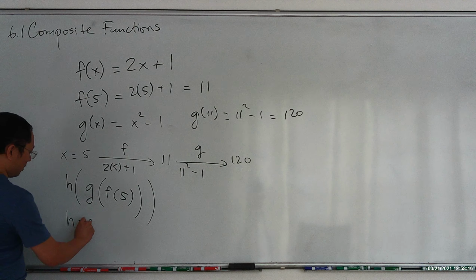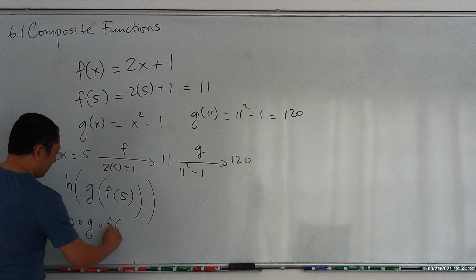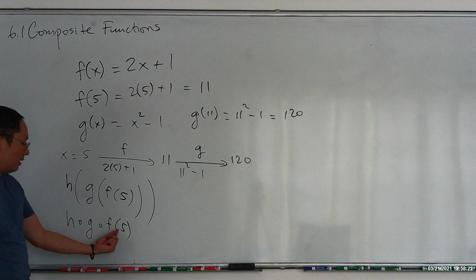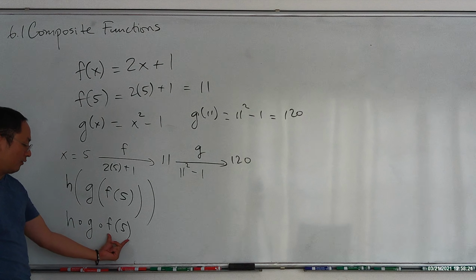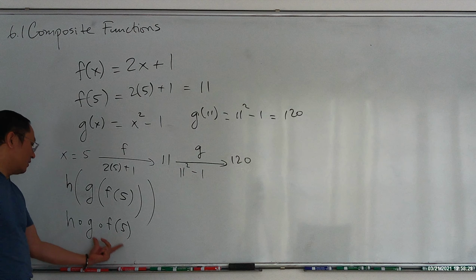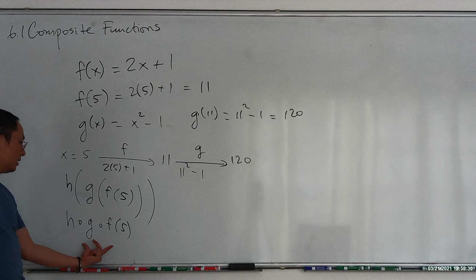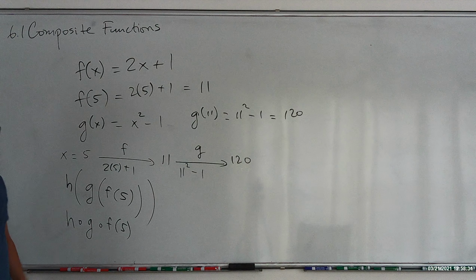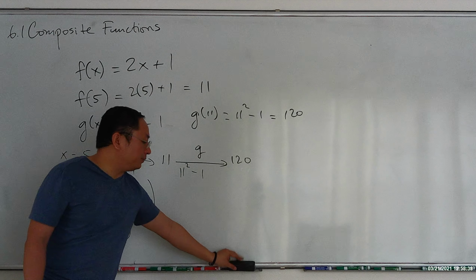Little o of g, little o of f of 5. Now we only use one pair of parentheses. People understand what? 5 is the input to plug into f, right? And now f is the input for g. And then g of f of 5 is the input for h. And this has the same meaning as this notation right here, just shorter. And that is the whole idea of what we call the composite function.